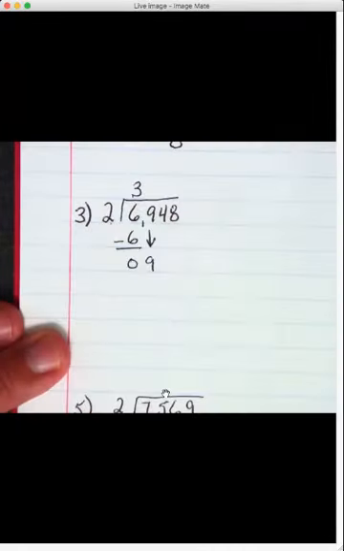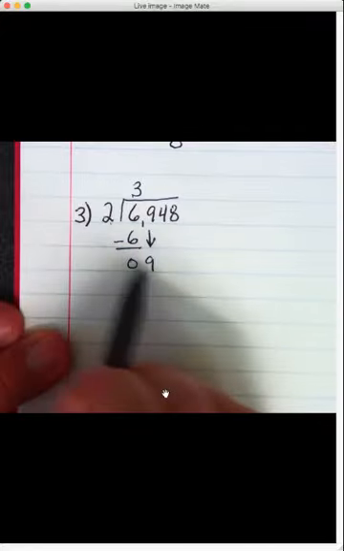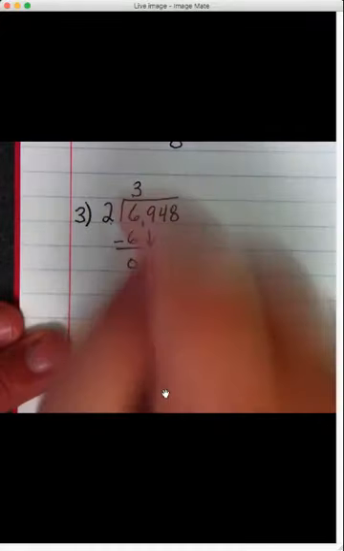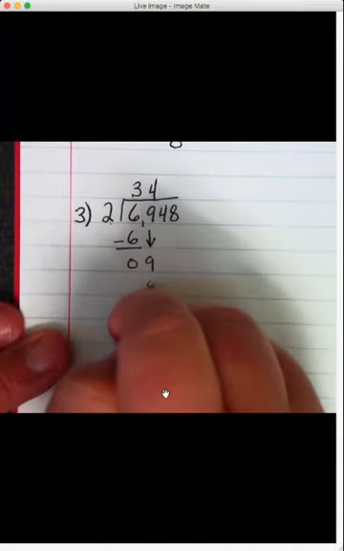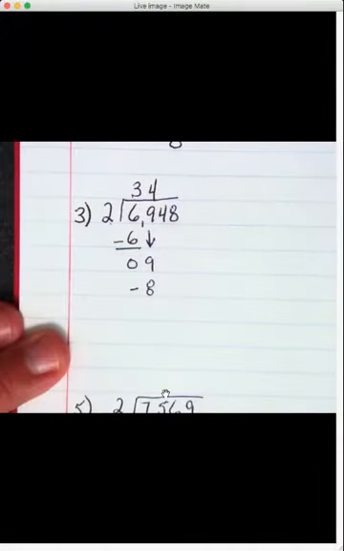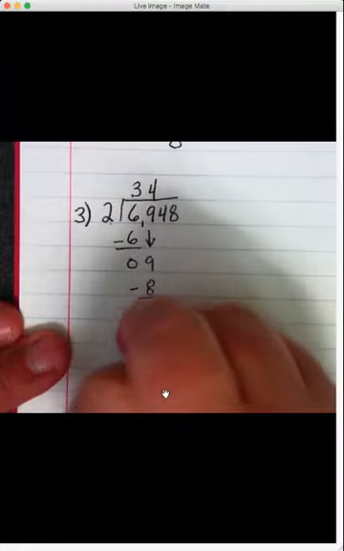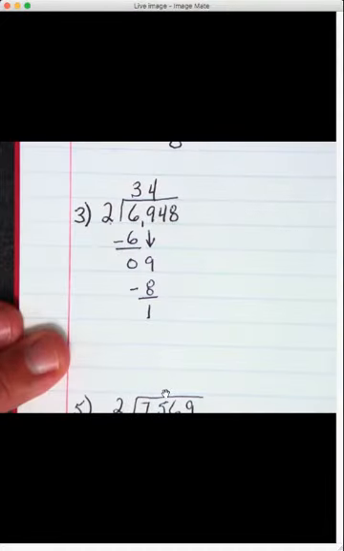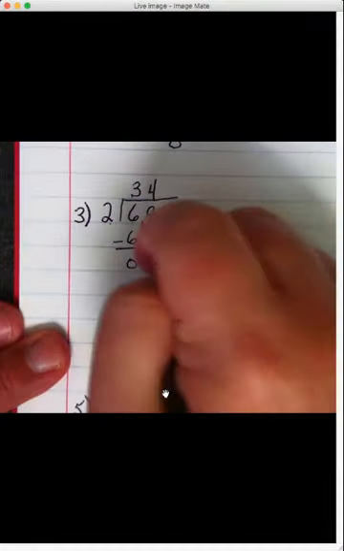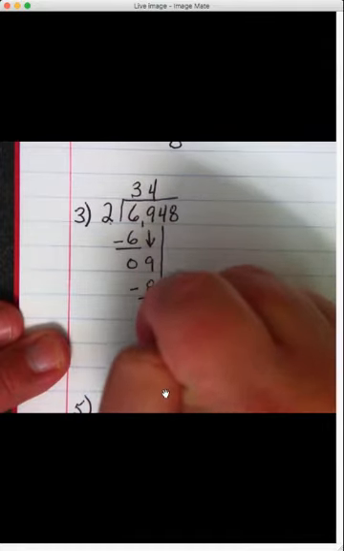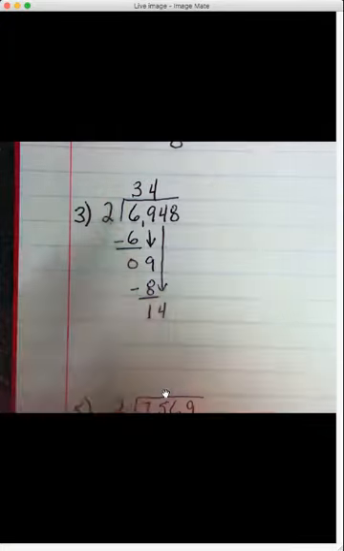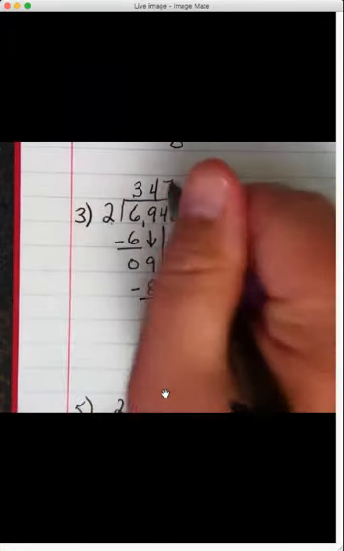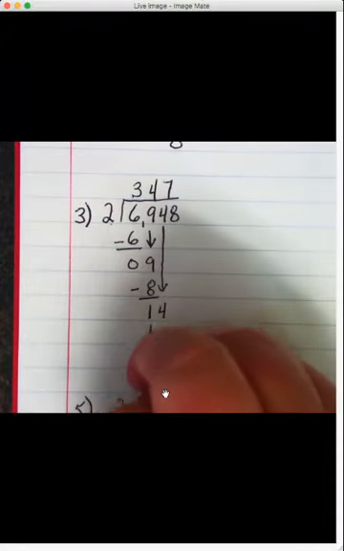Okay. Start all over. Daddy divide. 9 divided by 2. It'll go 4 times. 4 times 2 is 8. Sister subtract. 9 minus 8 is 1. Brother bring down. Got to bring down the 4. Okay, daddy divide. 14 divided by 2. That is 7 because mama multiply. 7 times 2 is 14.